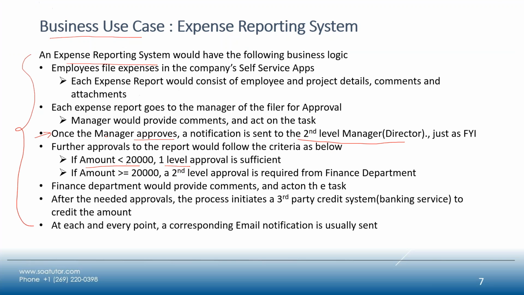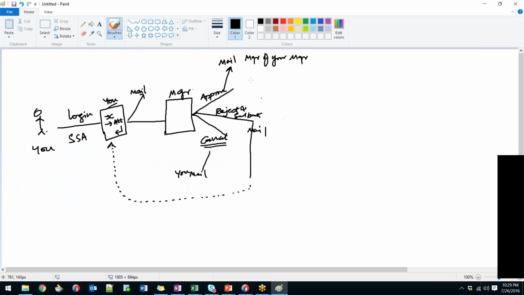Okay, so a mail is sent, and the next requirement is if the amount is less than 20,000, then you are good. One level approval is sufficient. If the amount is greater than 20,000, a second level approval for the finance department is required. Okay, so this approve thing again divides into two things, say greater than 20k and less than 20k.